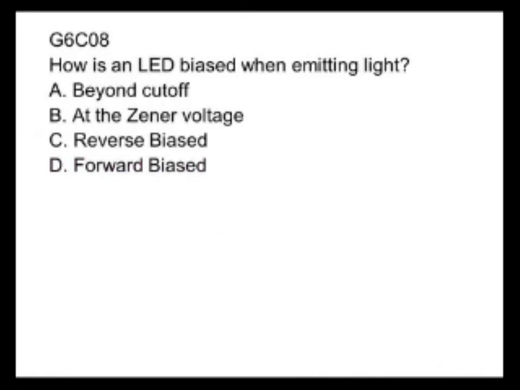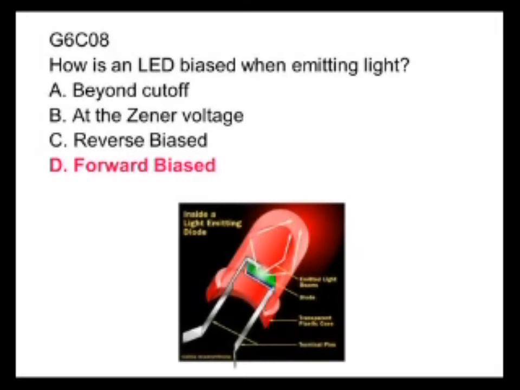How is an LED biased when emitting light? Okay, an LED, a light-emitting diode, emits light when it is conducting. And to be conducting, it must be forward biased. And as it conducts, it emits the light.